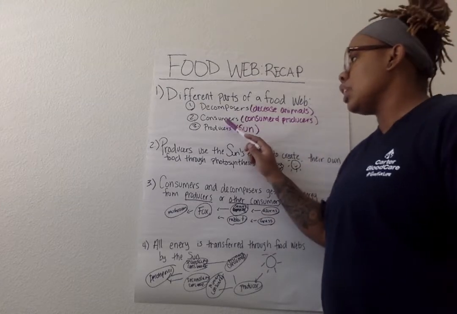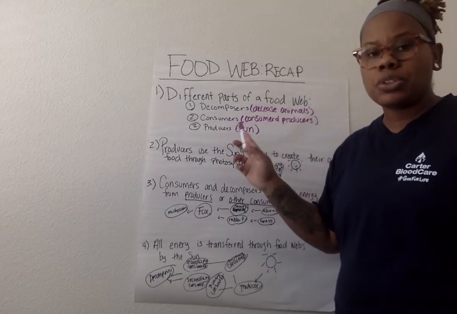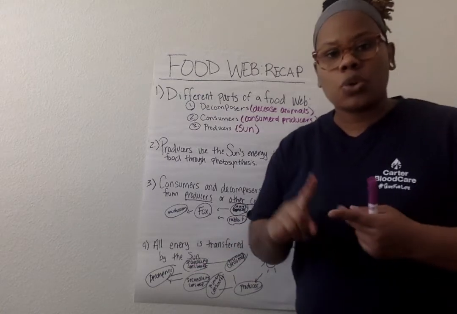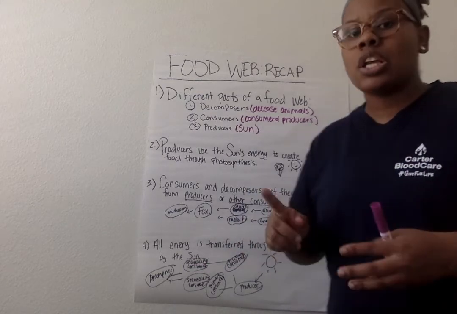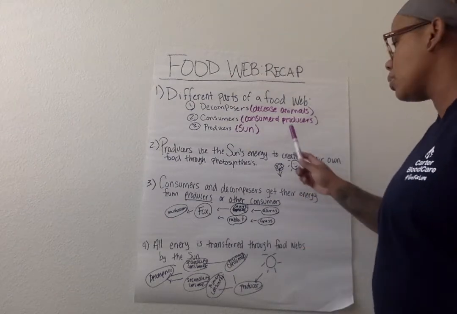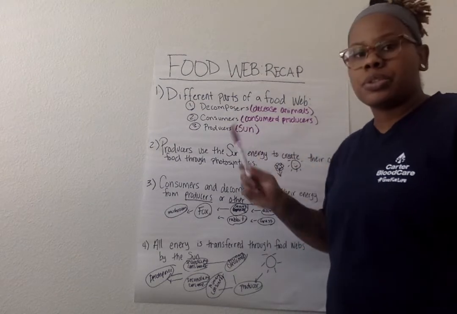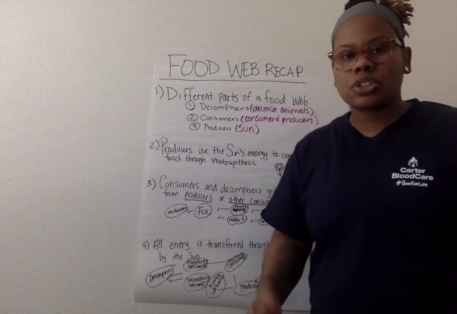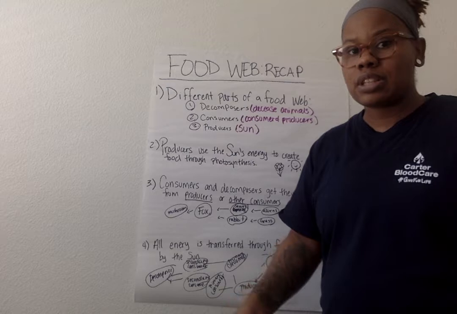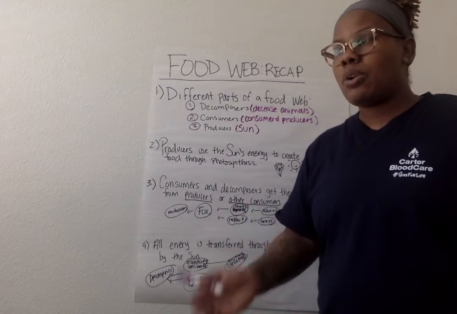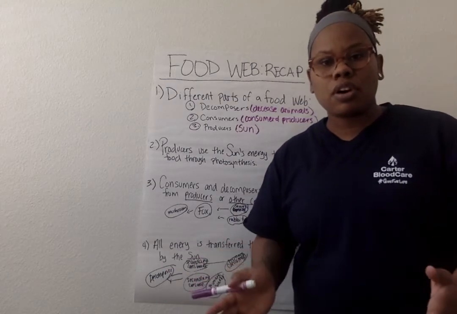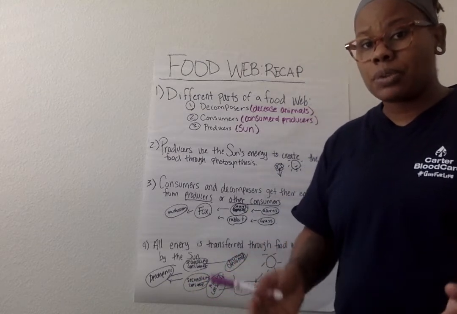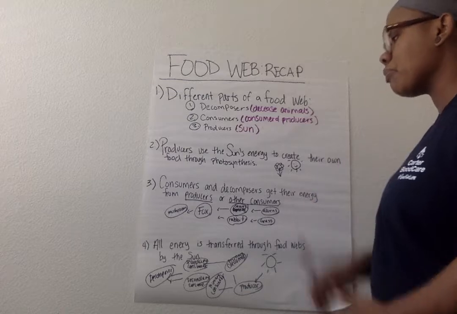Then we know that food webs are made of consumers. Consumers are any animals that we discussed that are carnivores, herbivores, or omnivores. Now they're going to get their energy transferred from producers and other consumers. And then the last one is producers. And producers are going to always get their energy from the sun because producers are the only organism in the food web that creates its own food, and that is through photosynthesis, which is number 2.